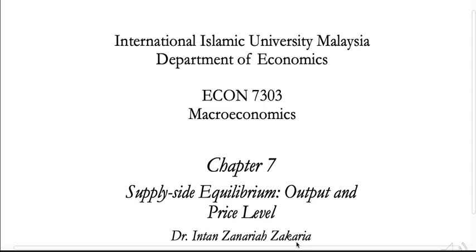We continue our lecture with a new chapter here, which is chapter 7. And this chapter 7 is a continuation of the previous chapter, which is chapter 6. So that means we are still talking about the supply side of the equilibrium, but in the previous chapter it was about labor demand and labor supply and the labor market. But now we want to talk about outputs and also price level on the supply side of the economy.